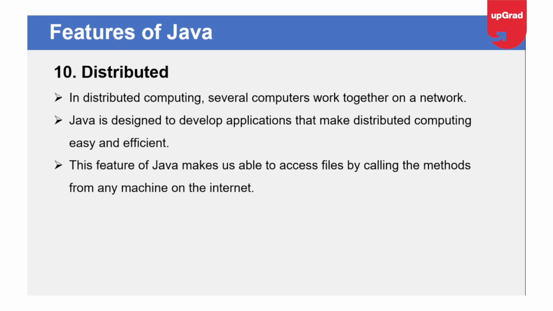Then Java is distributed. In distributed computing, several computers work together on a network. Java is designed to develop applications that make distributed computing easy and efficient. This feature allows us to access files from any machine on the internet connected to that network.